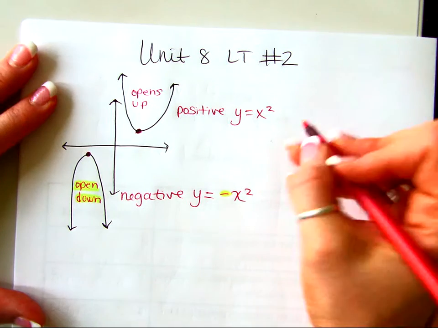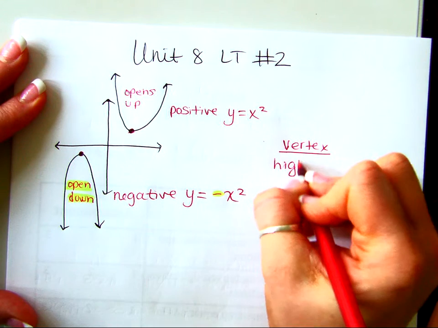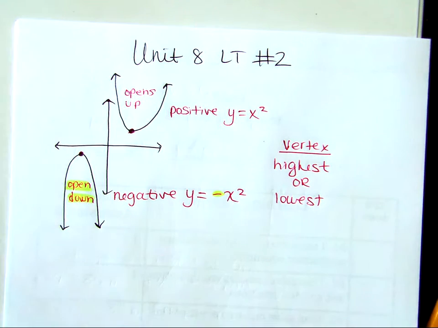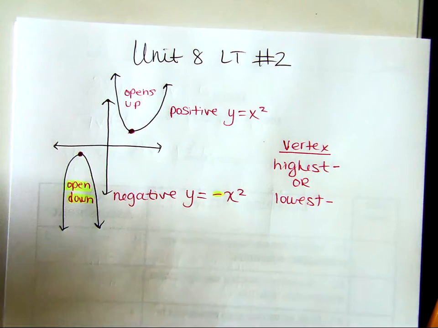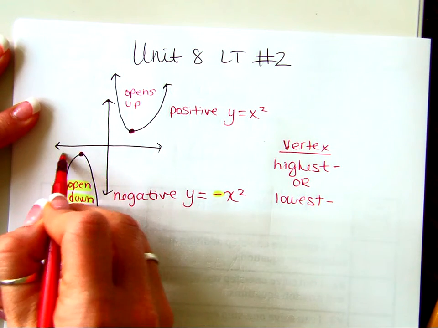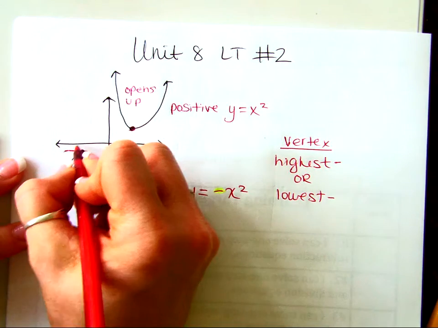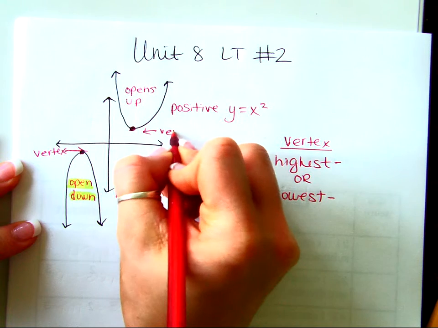So that's the first part about it. The second part about it is your vertex, we're going to refer to as either the highest or the lowest point of the parabola, okay? When is your parabola going to have a highest point? When it opens up or down? Highest meaning the highest it's going to go up. It's going to have a highest point when it opens down. And this is called the vertex. Go ahead and point to that. Point to that, call it a vertex.